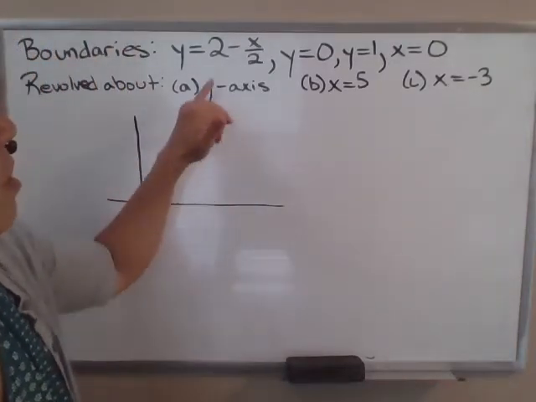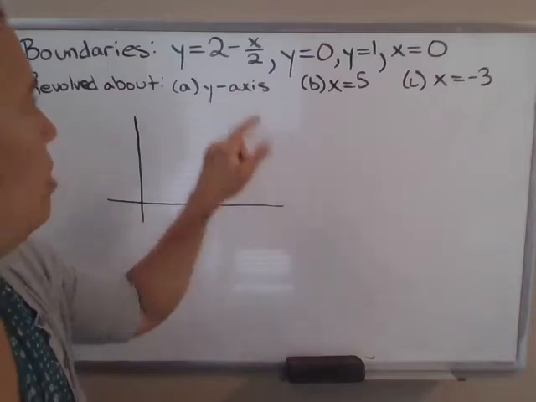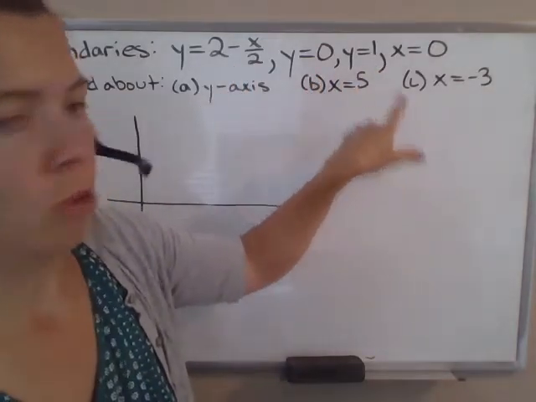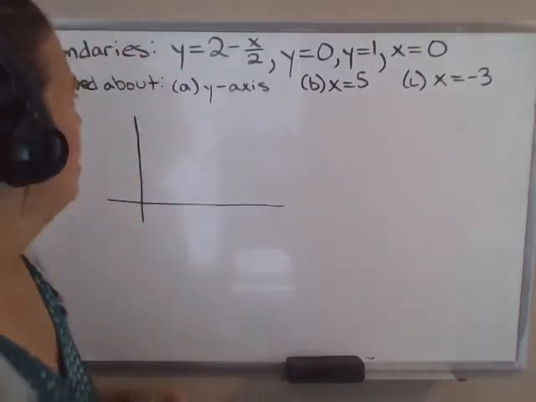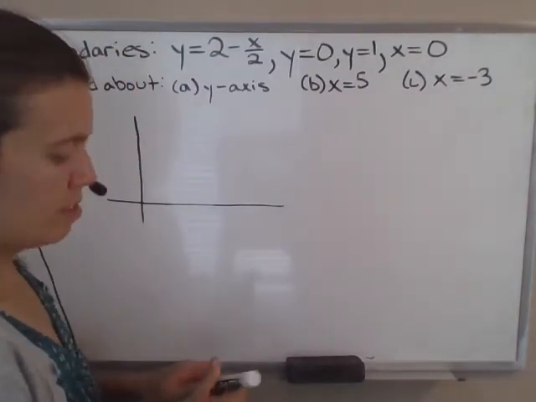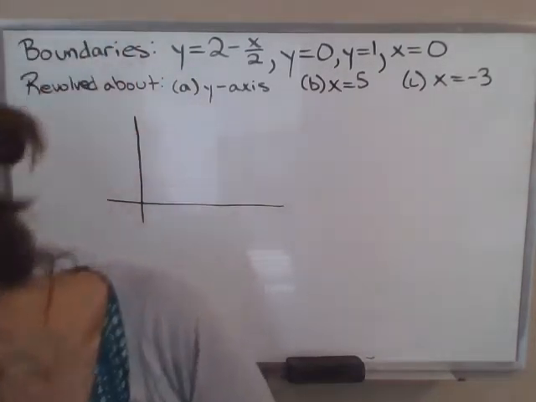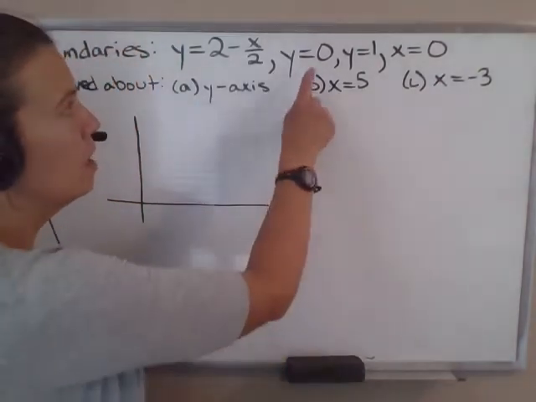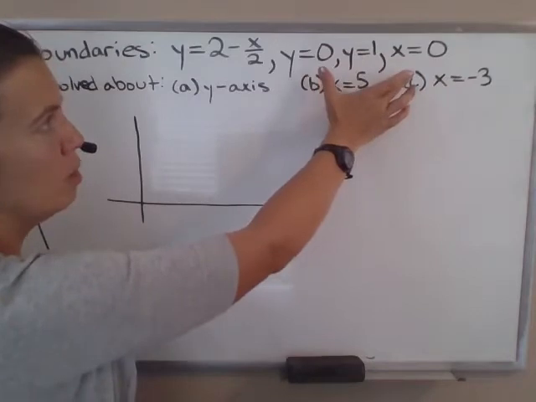So now we've got a region bounded by these equations. So y equals 2 minus x over 2, y equals 0, y equals 1, x equals 0. And we're going to revolve it about a few different axes. I wanted to wait and graph it with you in the video so we could talk through this part of it. I'll go with these equations first.